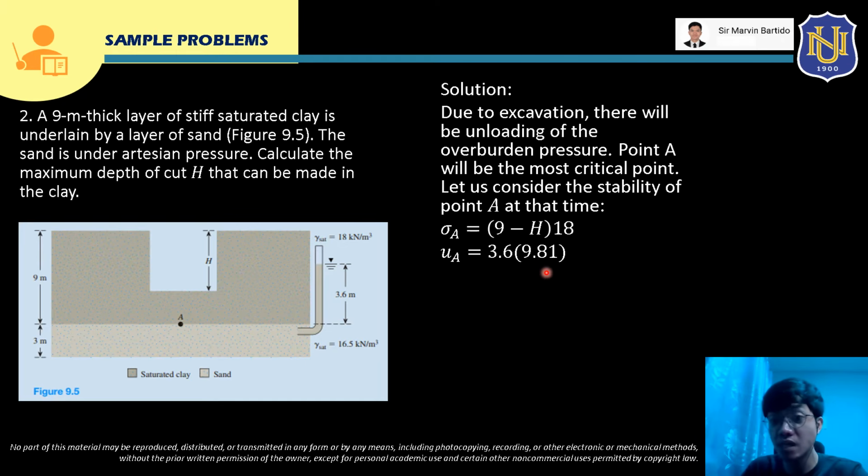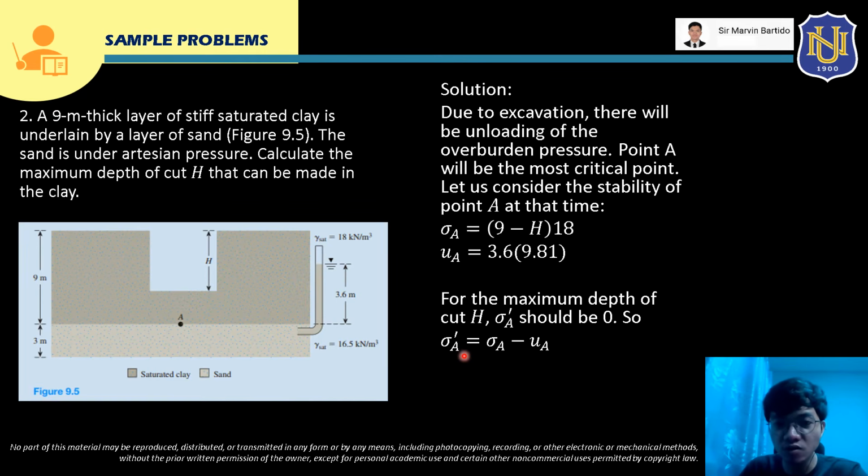So 3.6 times 9.81. So this time, to find the maximum H that can be cut, class, we have to set the effective stress at point A to 0. Okay, so that we can compute the maximum cut. So our effective stress is the total stress minus the pore water pressure. Tama? So the effective stress at A has to be set to 0.